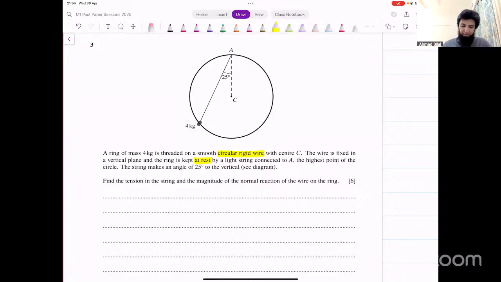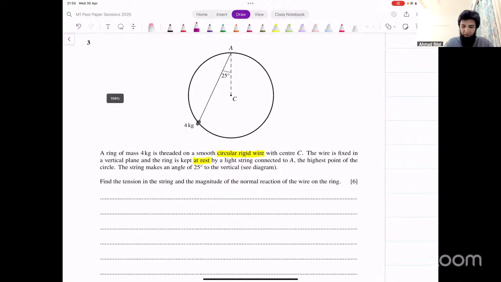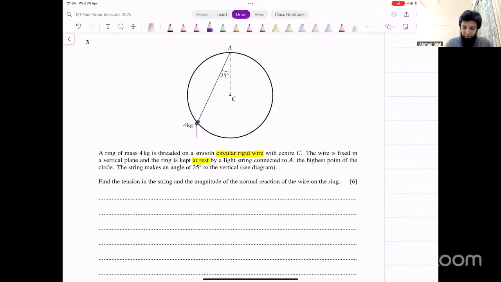Okay, so this is the ring that we've got. What are the forces acting on the ring? Let's represent them first. Since we have equilibrium, right? It's at rest, that means it's equilibrium. Opposite forces are going to be equal to each other. So let's represent the forces acting at the ring right now. We've got the weight of the ring that acts vertically downwards. That will be 40 Newton.